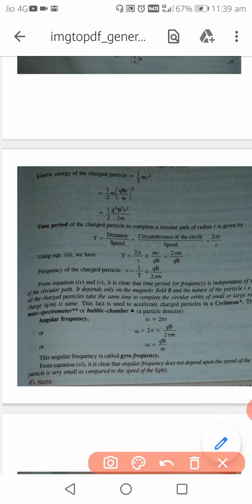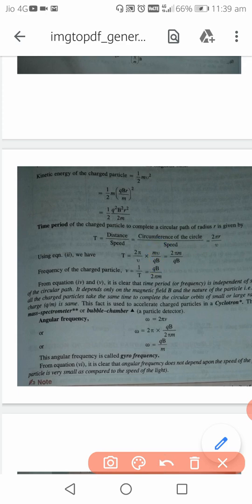Time period T is equal to, we know it is distance by velocity or speed. Since it is going in a circular path, the distance is nothing but the circumference of the circle, which is 2 pi r. Speed is v. Now the expression for v in the last page I already told you. So you can substitute the value, that's all. 2 pi r will remain. The value of radius we got in the last page, velocity also we got, so you just substitute these values. See, radius is substituted here.